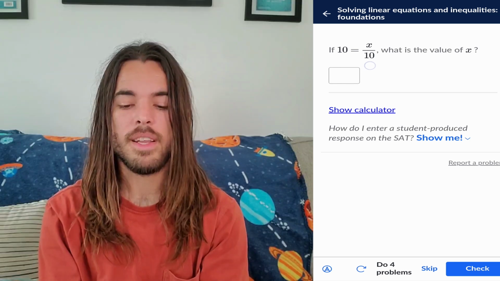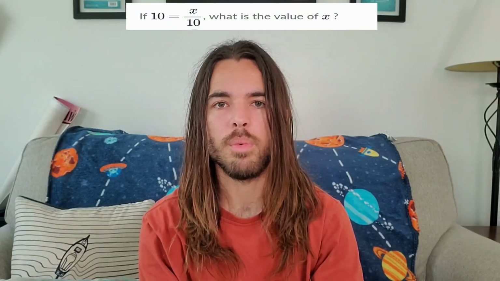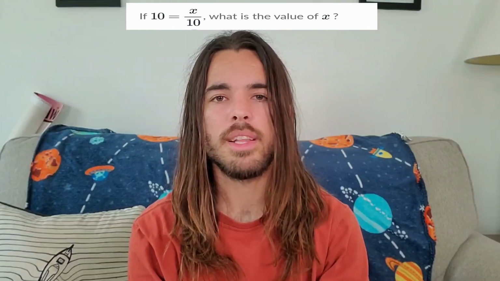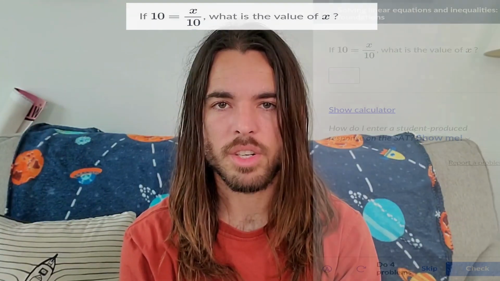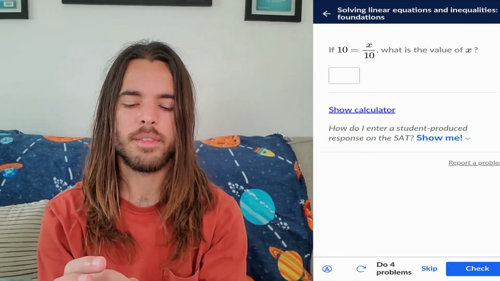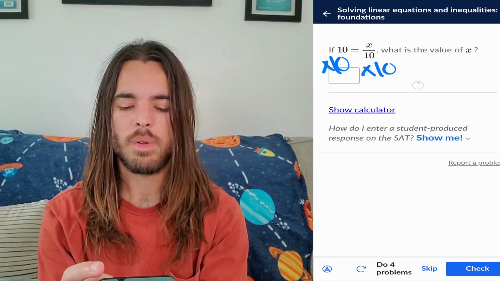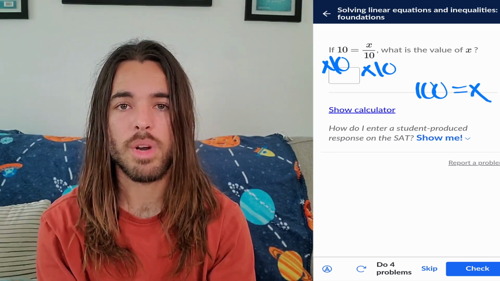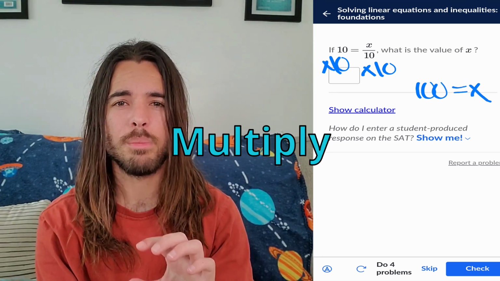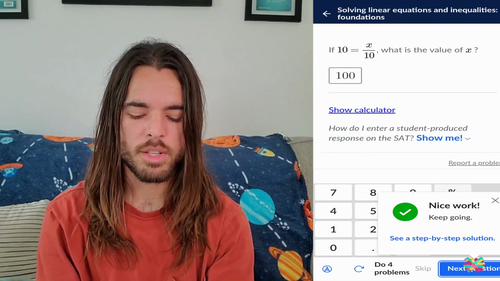All right, next we have 10 equals x over 10. This is why we keep going and we see all the questions before we just move on and skip. People forget that the fraction bar is division. What's the opposite of division? Multiplication. So we're going to multiply both sides by 10. That'll give us 100 equals x. That's what cancels out that fraction. Whenever you have a fraction, you want to multiply by the denominator. All right, so we get 100 as our final answer.